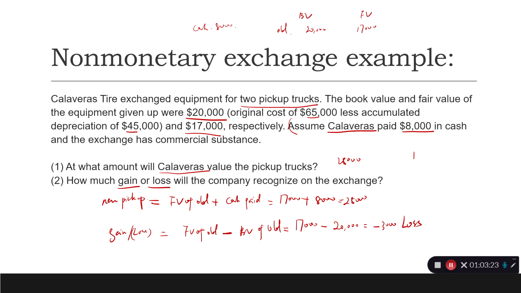So if we do the journal entry, we are debiting accumulated depreciation for $45,000, and we are crediting the old truck for $65,000. So we get rid of it. And then we are crediting cash for $8,000, because we paid. Oh, we were debiting loss, sorry. We are debiting loss for $3,000.